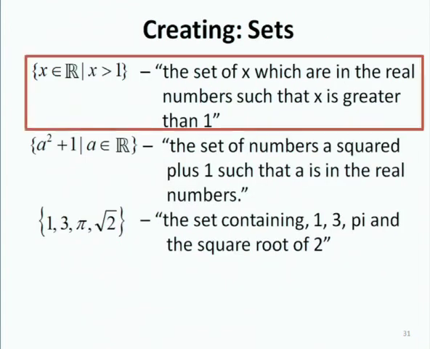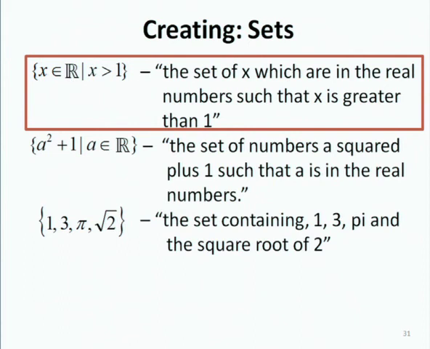We can create sets as well. This is the set of x's which are in the real numbers such that x is greater than 1. So note that this vertical line here is read as such that. Some people write it as a colon, like, you know, the 2 dots. So the curly braces are telling you that you should start with the set of x's which are in the real numbers, and x is greater than 1. So that's all the numbers that are greater than 1.